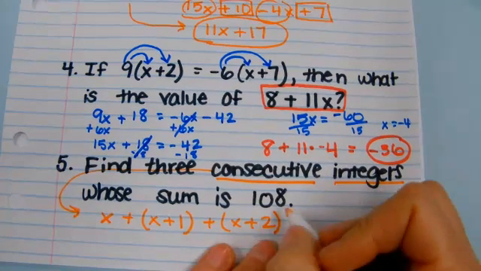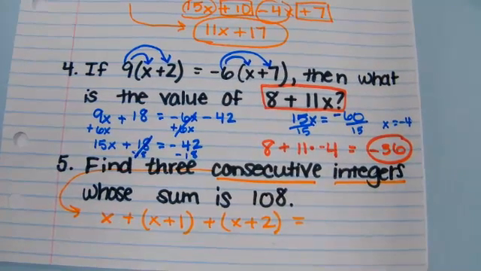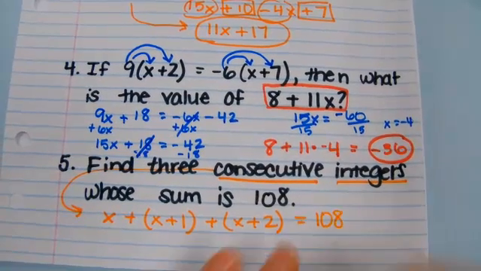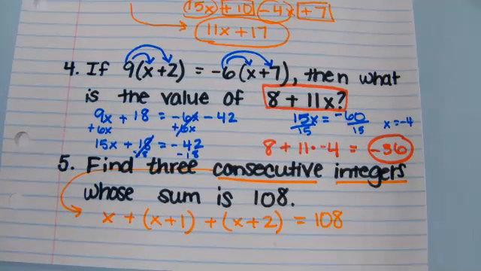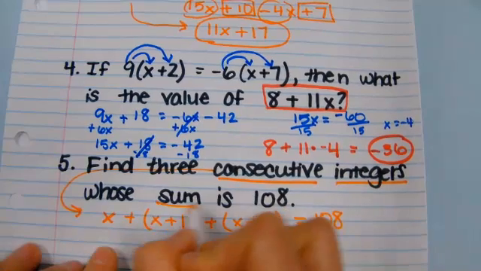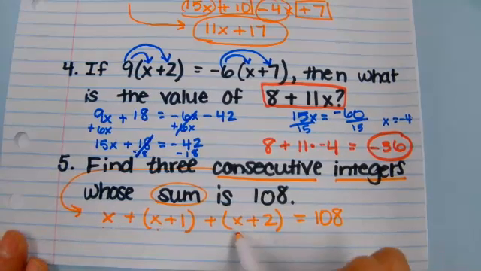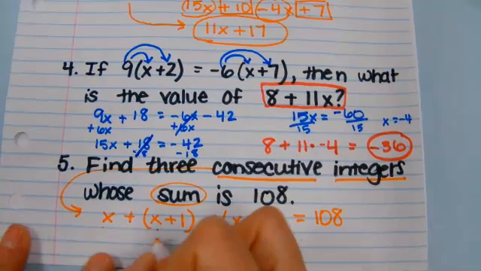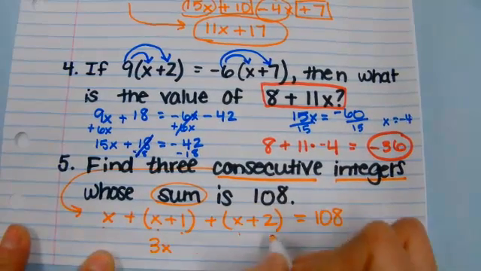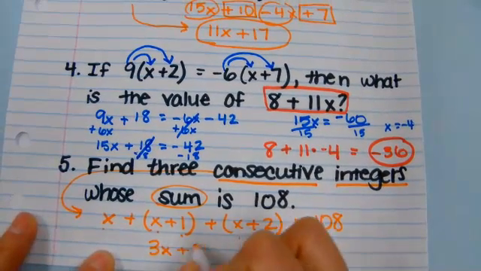What does it say it equals? 108. And how did I know that I should add them? What word gives it away? Sum. Okay, so this is an easy question. Do the parentheses really do anything here? No. Can I put ones in front of those x's? Yeah. So let's add like terms. What's x plus x plus x? 3x. What's 1 plus 2? I can put those together.